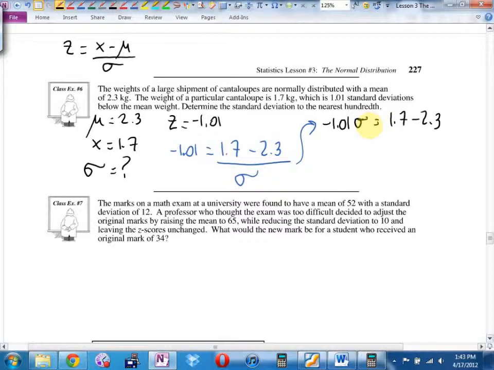Anyone? You've got a graphing calculator. Yeah, hello. What is 1.7 minus 2.3?